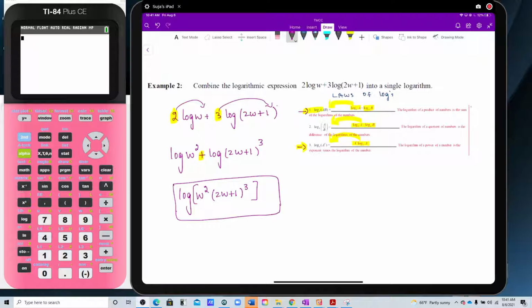So again, the goal was to combine the logarithmic expression into a single logarithm, and we brought it into a single log. It's log w squared times 2w plus 1 to the power of 3. Now you may ask me if you have to expand the parentheses, multiply this 3 times and distribute the w squared in. You don't have to do that, and if you do it, it's not wrong. But in these problems, especially when you're doing the web assignment, you can leave it like this. This will be considered as a final answer.